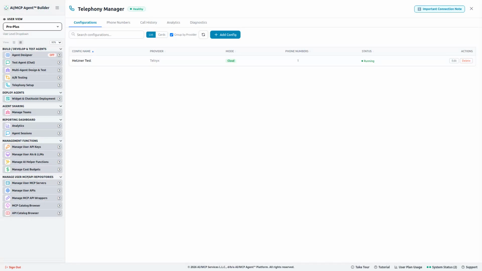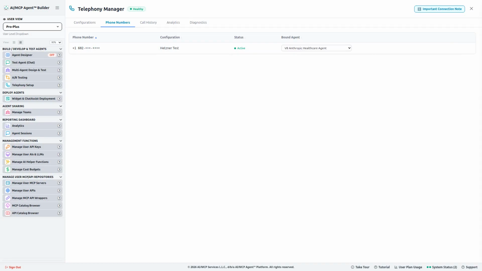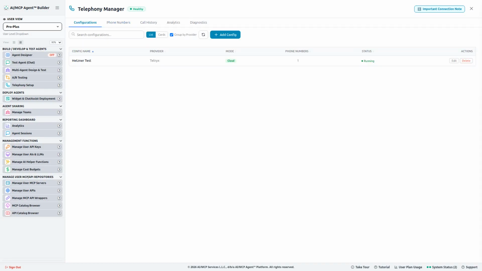And there's a third way to reach it, the phone. Because this is an AI-MCP agent, the very same agent or a whole multi-agent team can connect to a standards-based SIP telephony provider and answer real phone calls, so a broker could simply dial in. It's all managed here in Telephony Setup. The provider, the phone numbers, and the call history. One agent delivered on the web, in chat, and over the phone.